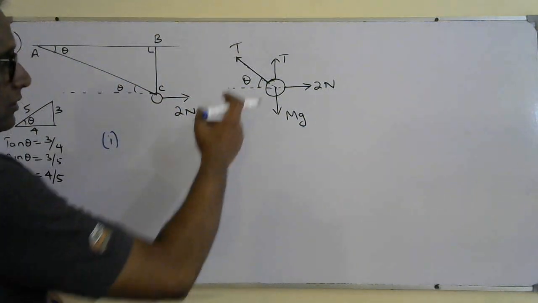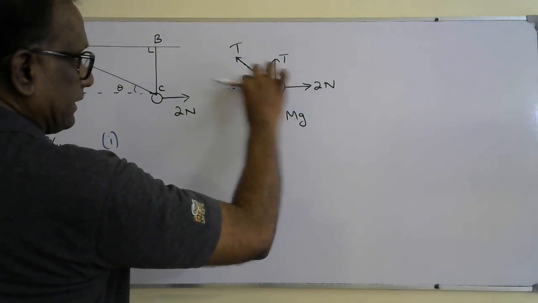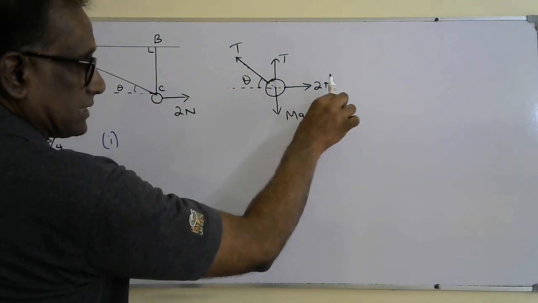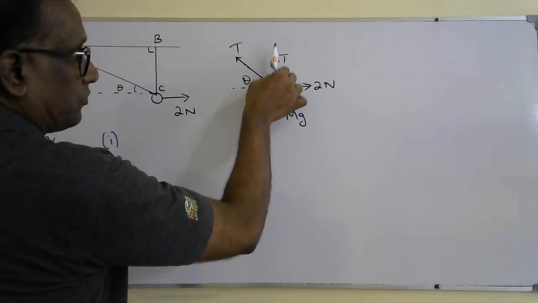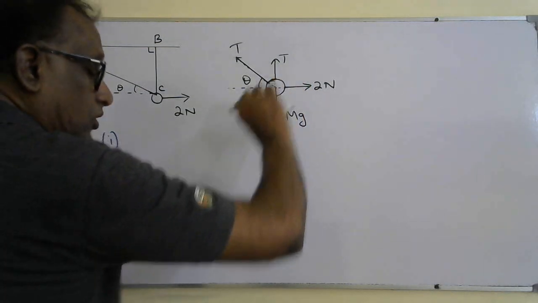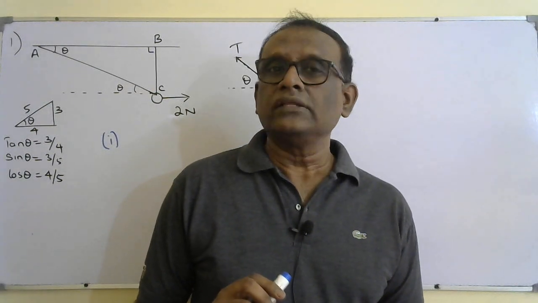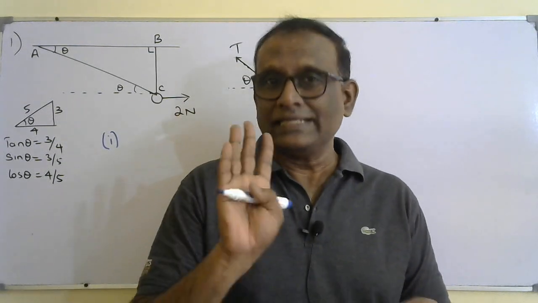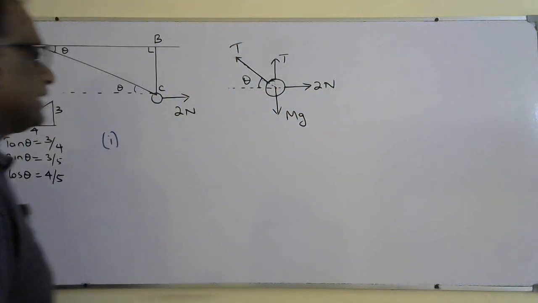Now if I resolve all forces in the horizontal direction, this will become T cos theta towards left, 2 Newton towards right. So T cos theta minus 2. This tension is vertically upwards, so it has no horizontal component. This mg also acts vertically down, so that also won't have any horizontal component. So when I resolve all the forces horizontally, there will be only one unknown, T. M won't appear in my equation, so I can solve it and get T.